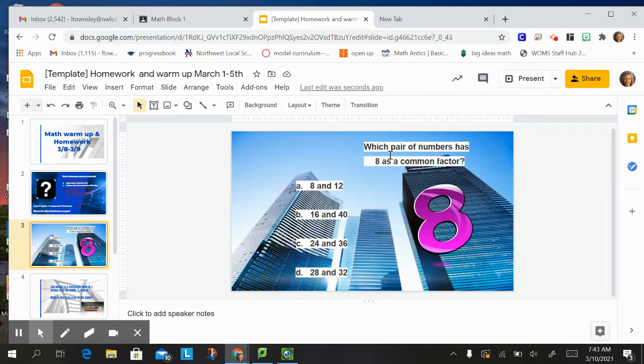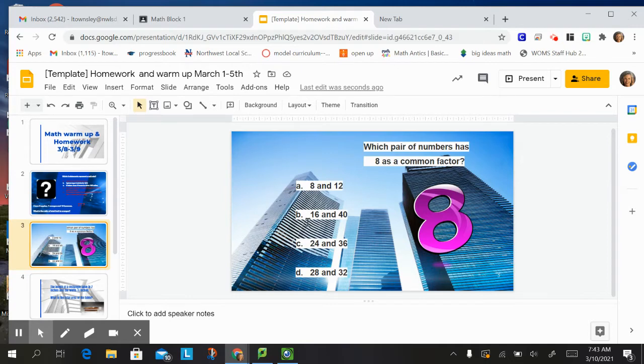Here's the next one. Which pair of numbers has 8 as a common factor? So you want to think about 8 as a common factor. So let's look at the first one. A says 8 and 12. Well, 8's a common factor of 8, but 12 isn't because 8 times 1 is 8, 8 times 2 is 16, so you're not going to get to 12. So 8's not going to be a number that can be multiplied by something to get to 12. So A does not work.